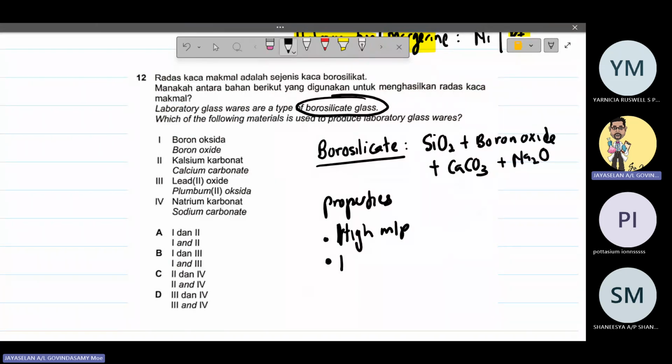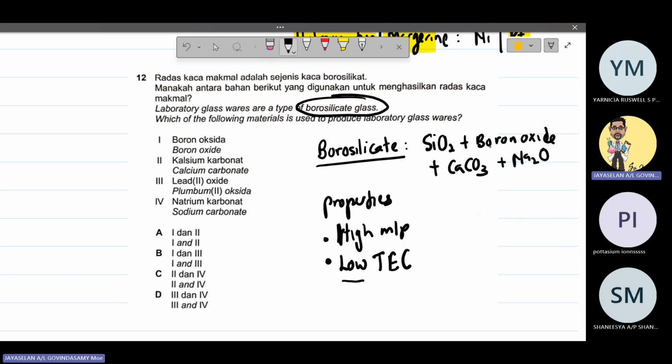It has low thermal expansion coefficient. Thermal expansion coefficient means it does not crack under sudden change in the temperature. If you put it in the freezer, then suddenly you want to boil the food in the glass, what will happen? It does not crack. It does not crack easily under change in the temperature. So understand this one, just put this one.